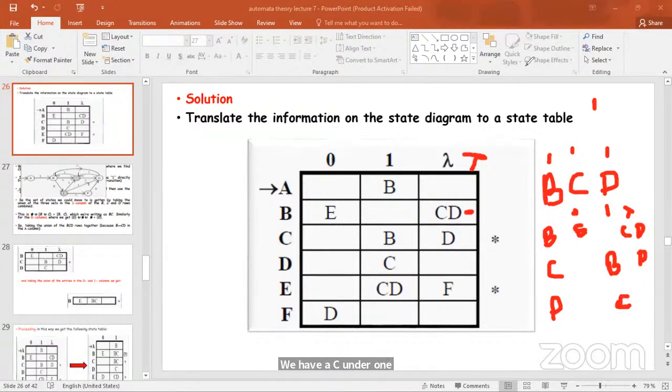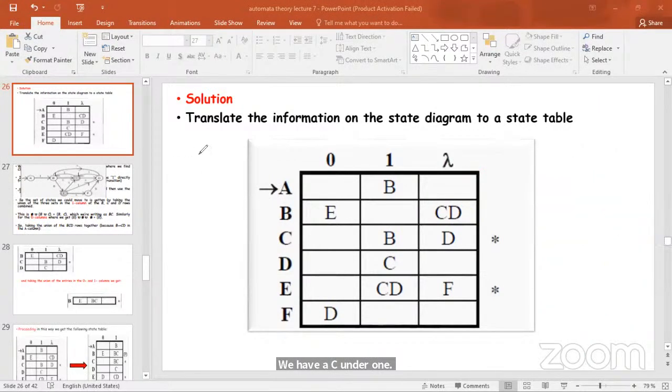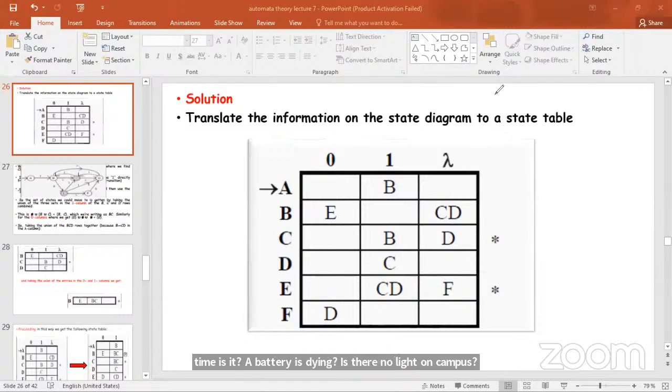So, I'm coming. Let me move to that diagram again. My battery is about to die in case you call me. What time is it that your battery is dying? Is there no light on campus? Have they not fixed the electricity on campus? Oh boy.